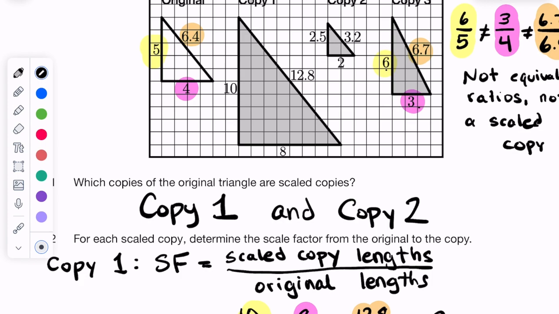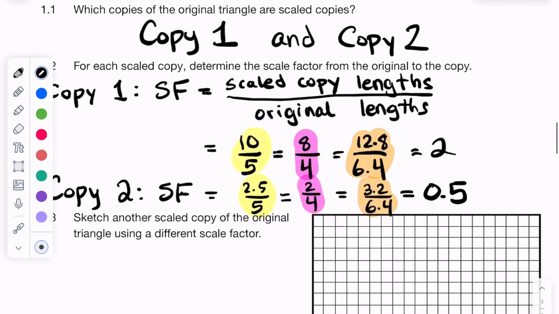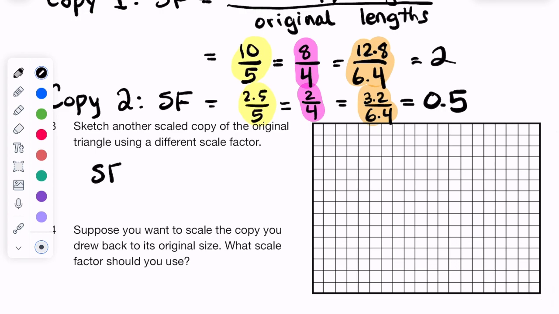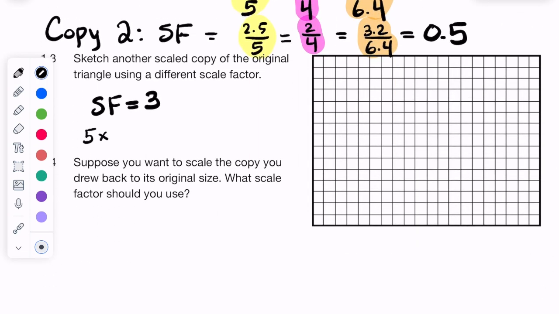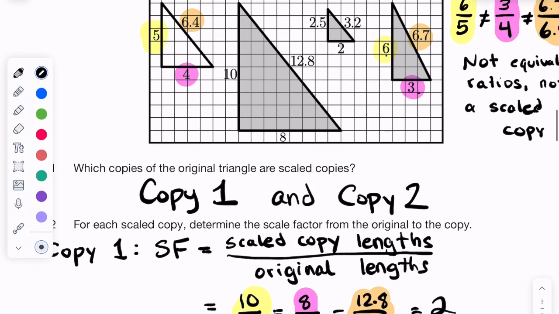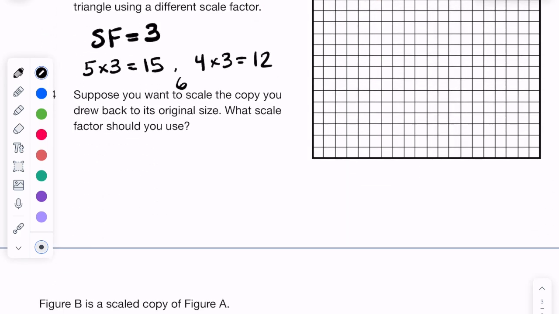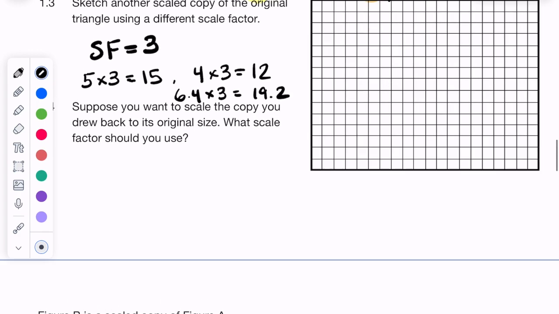So my original had a height of 5 and a base of 4. So I'm going to say, okay, let's pick a scale factor of 3. Originally, I had a height of 5. So I'm going to multiply by 3, and that's going to give me my new height, which is going to be 15. Originally I had a base of 4. I'm going to multiply by 3, which is my scale factor, and get a new base of 12. And then originally I had this long side of 6.4. I'm going to multiply by 3, and then it's going to give me 19.2, which will be my new long side. Okay, so now I'm just going to draw this.